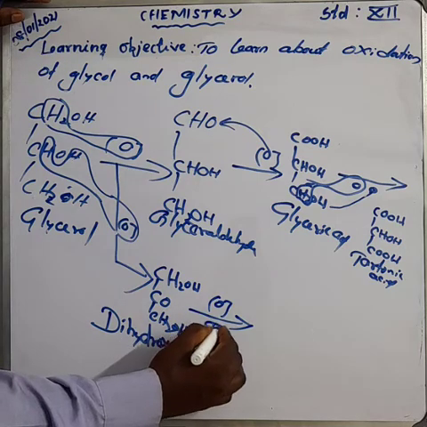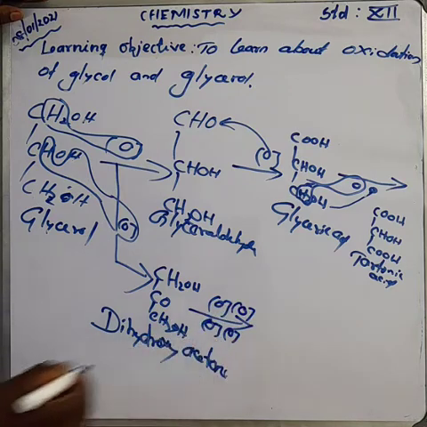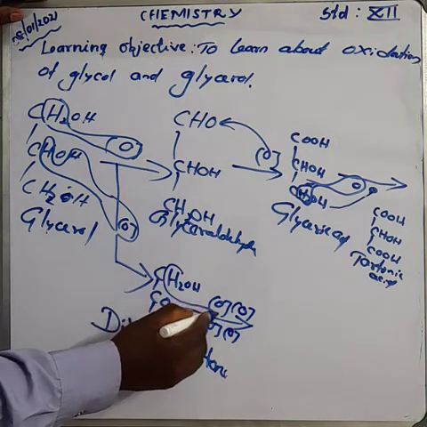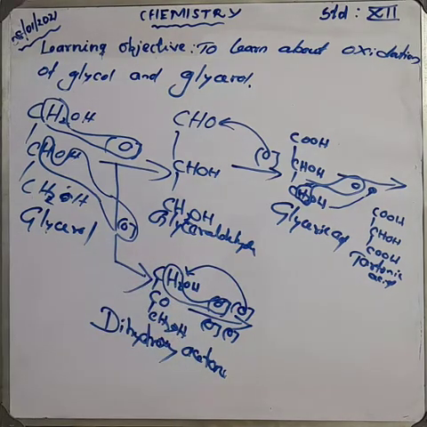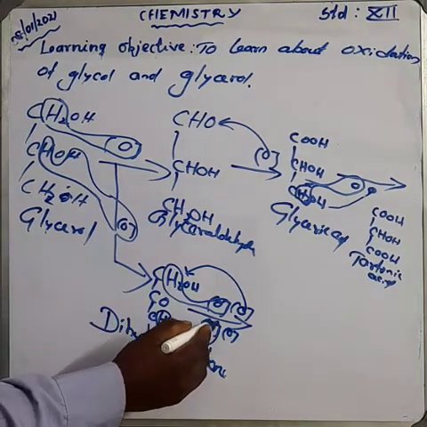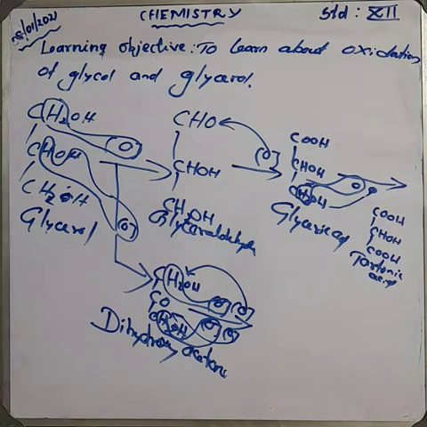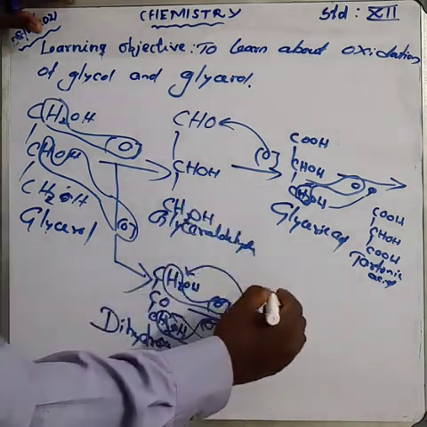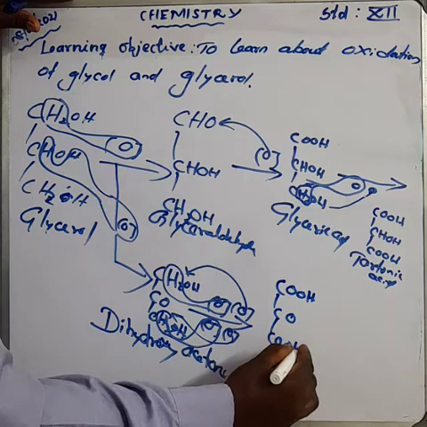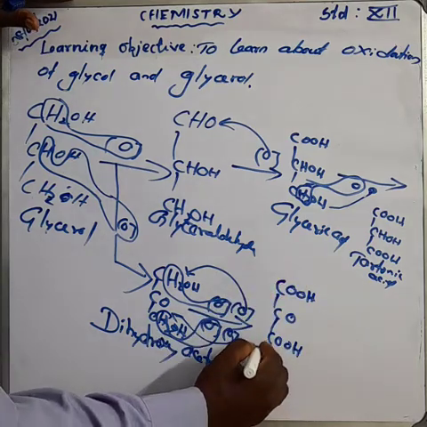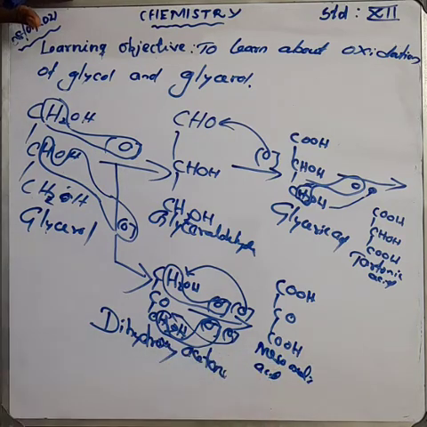Again we are taking oxygen, 4 oxygen atoms. Here hydrogen combines with oxygen to form water. Again adding oxygen, here also the hydrogen combines with oxygen to form water. So the CH2OH is converted into COOH. That is meso-oxalic acid.